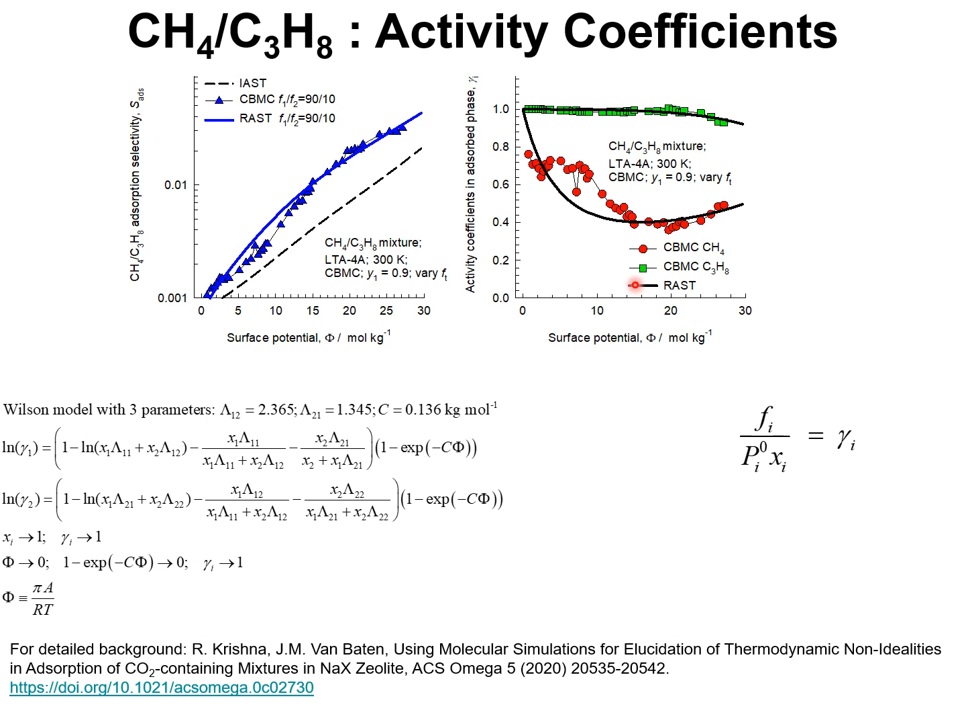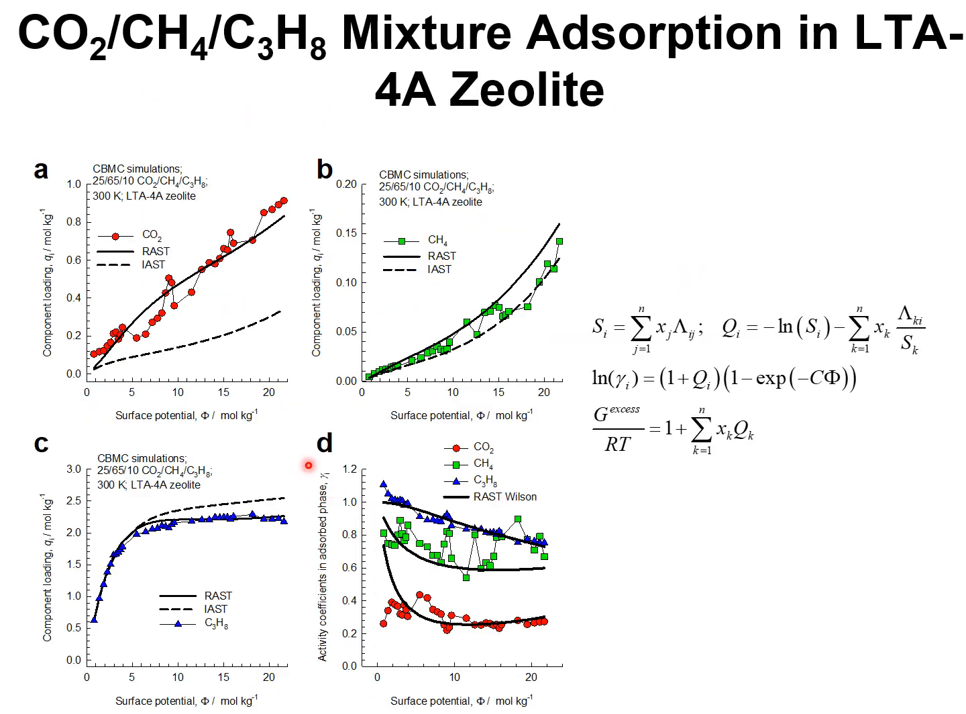ternary mixture adsorption simulations using configurational-bias Monte Carlo simulations. The ternary mixture simulated using CBMC was a 25-65-10 mixture of CO2, methane, and propane. The component loading for CO2 indicated by the red circles, green squares for methane, blue triangles for propane.